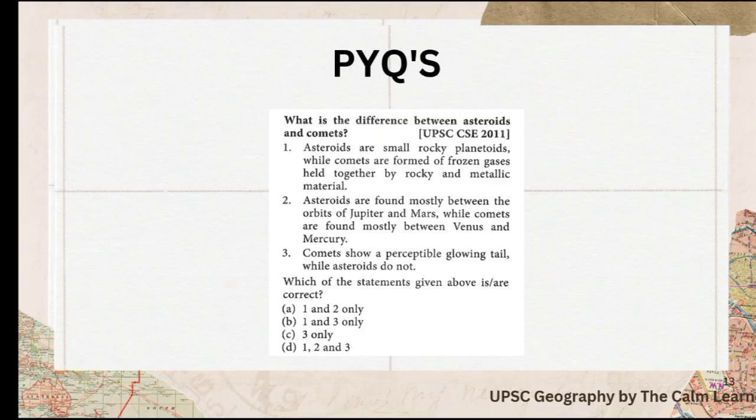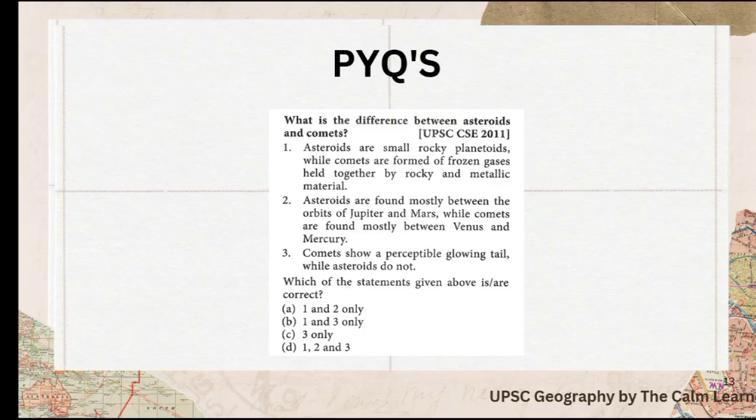Now, the third statement says that comets show a perceptible glowing tail while asteroids do not. This statement is also correct, because, as we have discussed, comets can heat up and spew gases and dust into a glowing head that can be seen as a glowing tail. This material forms a tail that stretches for millions of miles. So, this statement is correct. Hence, option B, 1 and 3 only, is the correct answer for this PYQ.